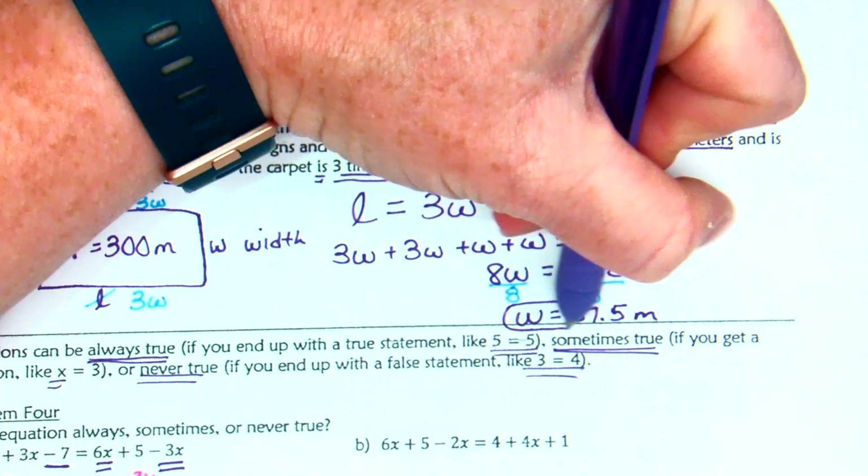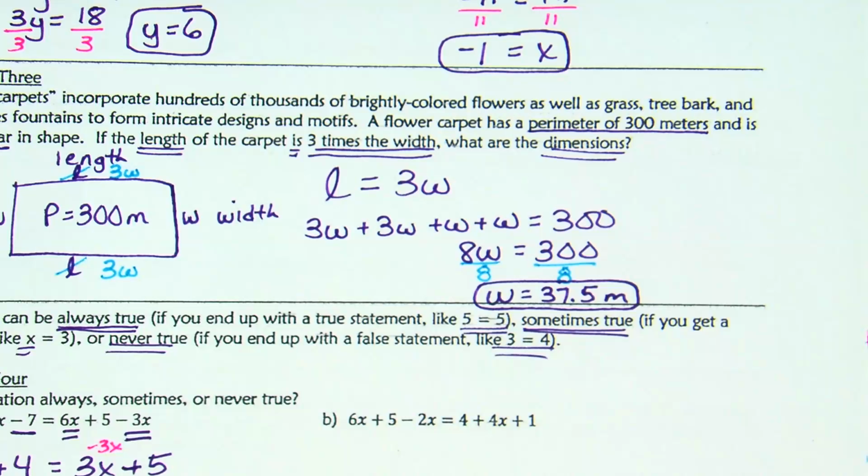Am I done with this problem? No, because it said, what are the dimensions? Does this carpet only have one dimension? No, it should at least have a second dimension, right? If the width is 37.5, how do I find the length?